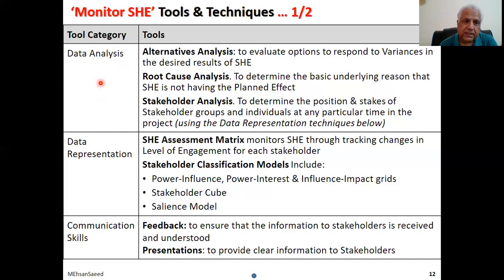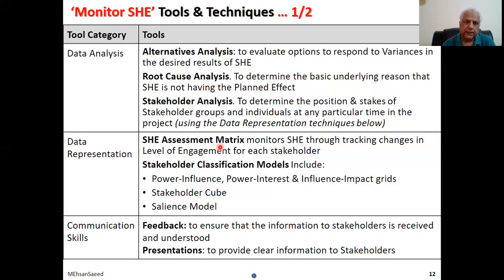Now then we come to data representation, the way we represent data. We do it two ways. In fact, I'll take this one first. You would like to classify the stakeholders into different categories. And these are some of the models, and we are actually going to discuss these models in this session. And they could all, after classification, when the project starts or when the stakeholders start engaging with the project, then of course their assessment, which is done through a matrix. Again, we are going to discuss this matrix shortly.